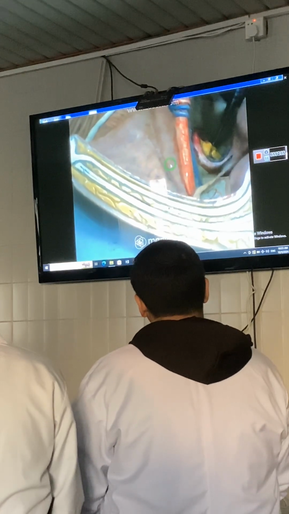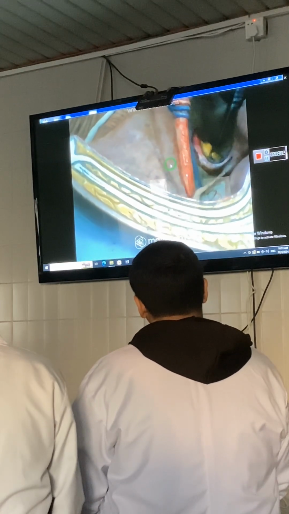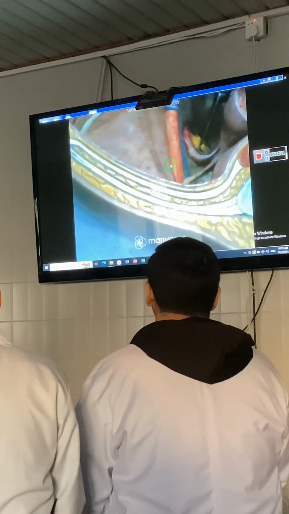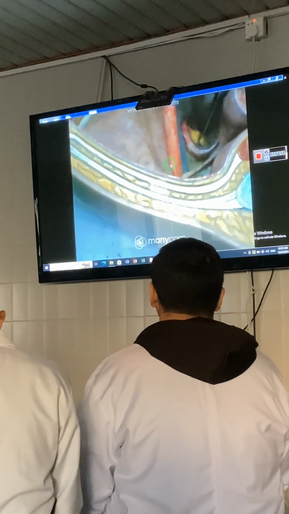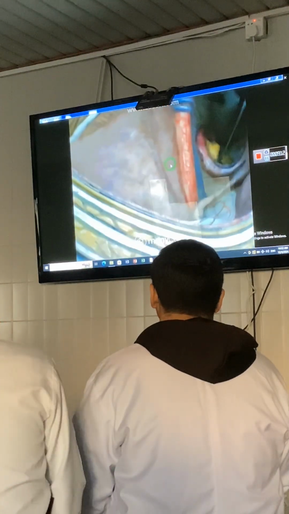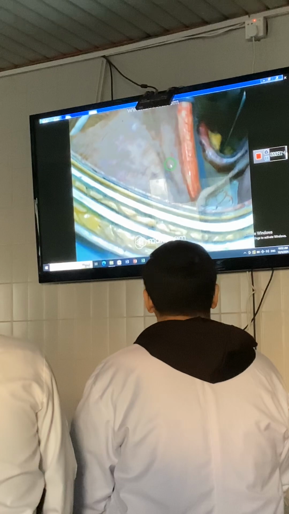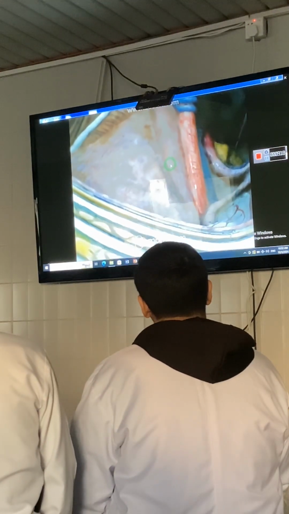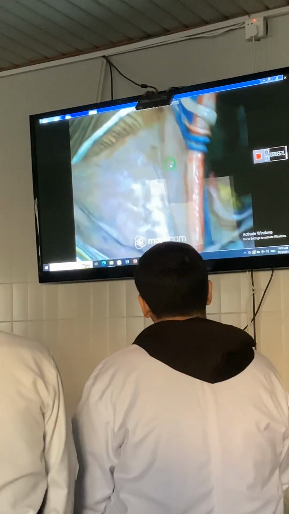The ovary is located on the back of the broad ligament, and it is attached by a peritoneal fold to the back of the broad ligament, which is called the mesovarium. This mesovarium divides the broad ligament into two parts. The part above it is the mesosalpinx, and the part below it is the mesometrium.